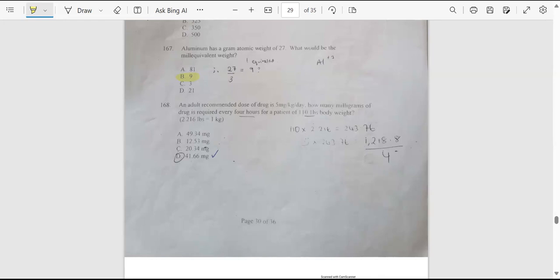So if there's anyone who needs me to go again, it's all well and good. But basically, first thing you do is convert your pounds to kgs, which we've been given there. So you will divide the 110 by 2.216. And then if they're saying for every 4 hours, then we have 6 divisions of 4 hours every single day. So you'll divide your 5 mg by 6, and then you multiply that by the weight you found. So we can go to the next question.